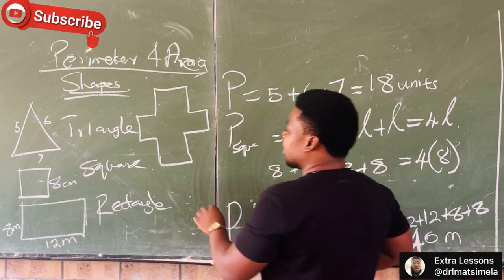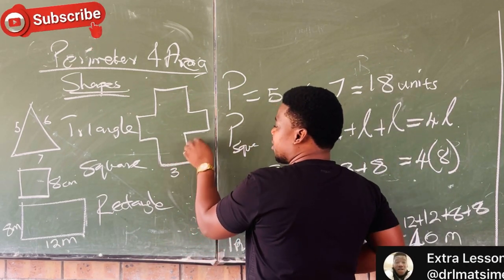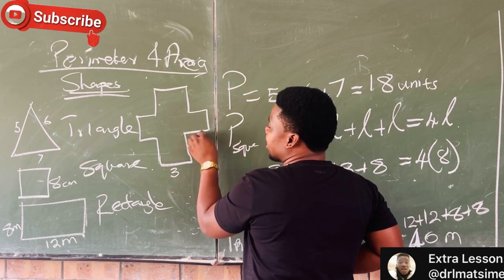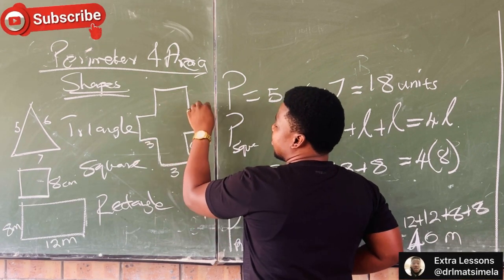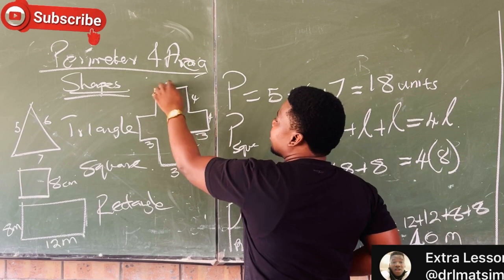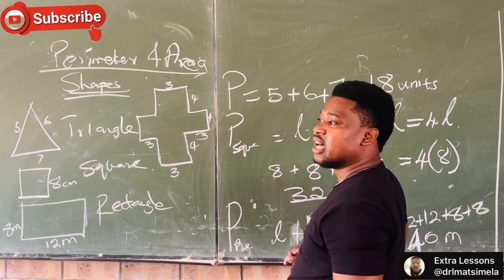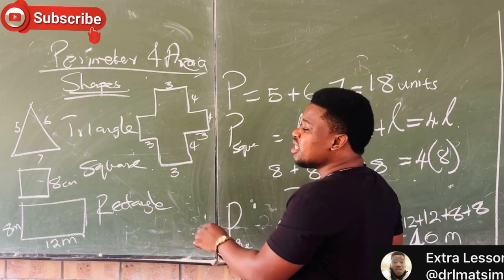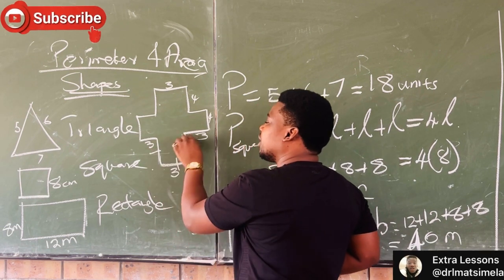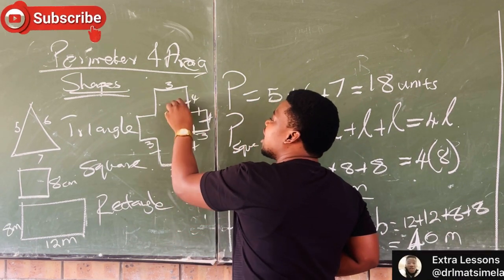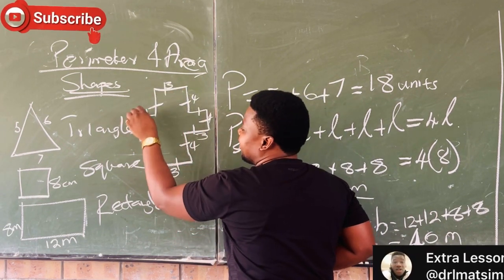Then 3, 4, 3. Again, then 4, 4, 3. Which means for the perimeter, how many sides are here? Side 1, 2, 3, 4, 5, 6, 7, 8, 9, 10, 11, 12.